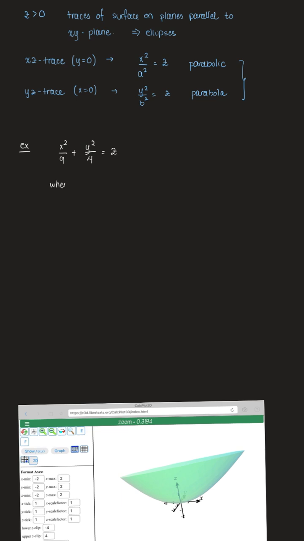When z is 0, we can see again that this will only result in the origin, right? Because the only way that x squared over 9 plus y squared over 4 can equal 0 is if both x and y are 0, so we get the origin. Now, what I'm going to do to make sense of this graph is we're going to input different values of z, which means we're looking at traces on planes parallel to the xy plane at different altitudes, at different values of z.